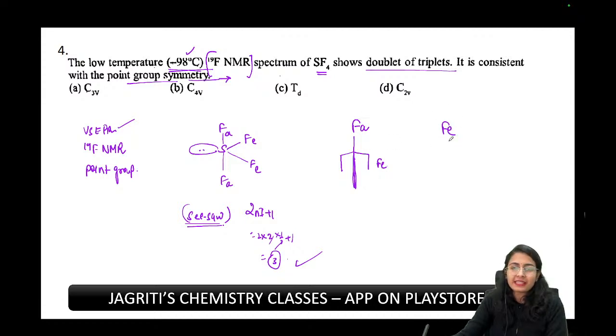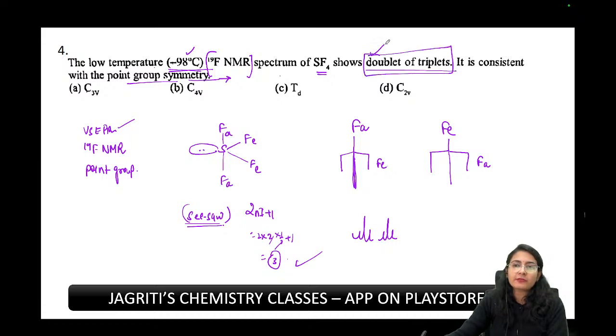Similarly, for Fe, there are two equatorial fluorines and there are also two axial fluorines. So the two axial fluorines will split this again into what? Into a triplet. So what are you ultimately having? You are having a doublet of this triplet of equal intensity. So you are going to get this doublet of triplet consistent with this structure.